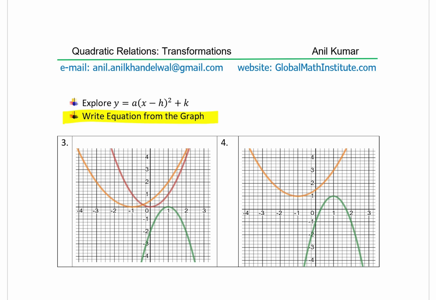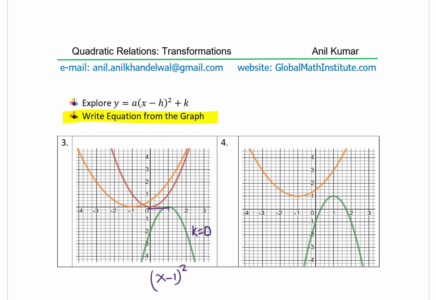What do you notice? Our vertex has moved right. That means there is a horizontal translation. So the term is x minus 1 whole squared. Perfect. This is because of this. It has not moved up or down, so that means k is equal to 0.